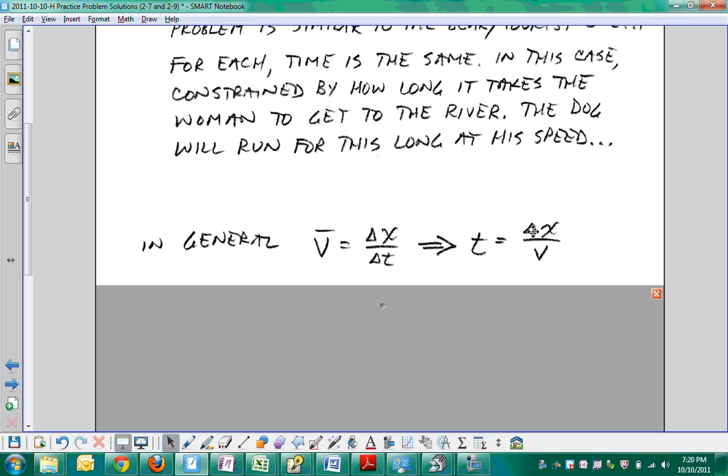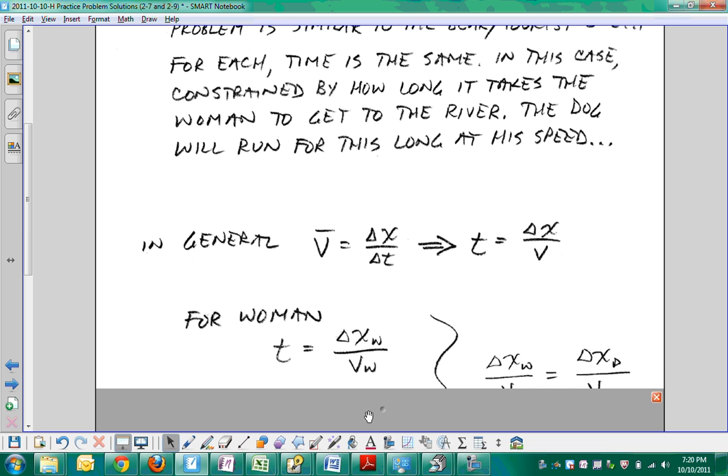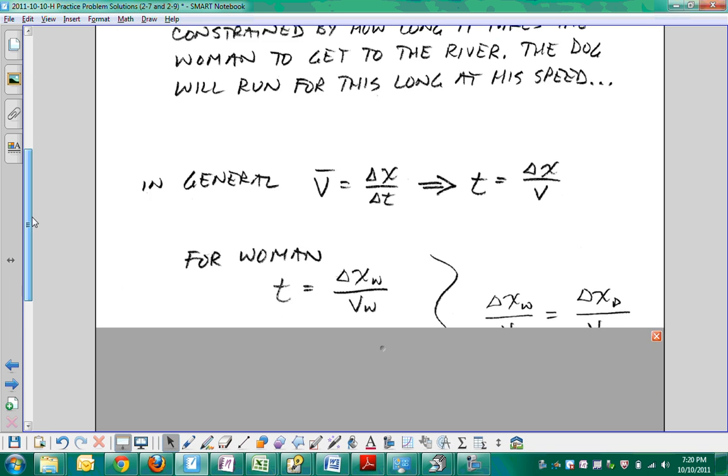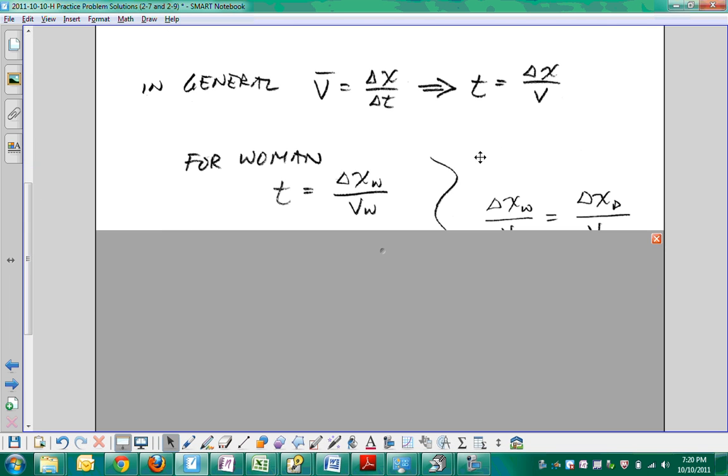Is this true for the woman? Yes. For the dog? Yes. For anything. That's why I say in general terms this is going to be true for any constant v. All right, so for the woman, we just add the woman's subscripts. t is equal to delta x for the woman over v for the woman. You can see the same expression up here, just with the w subscripts indicating those values for the woman.